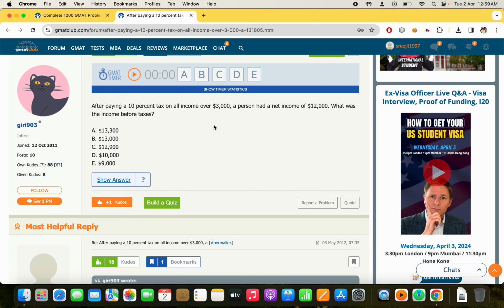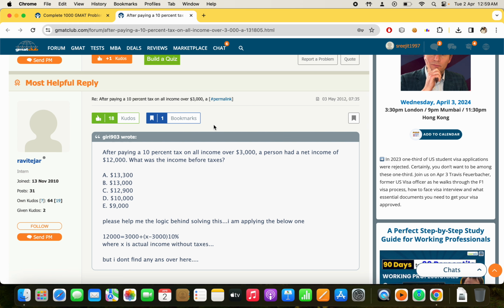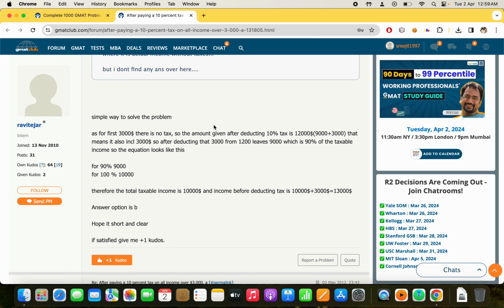Hmm. Okay, this is kind of tricky, I think. So let's see what's the actual simple way to solve. Okay, as for the first $3,000, there is no tax. So the amount given after deducting 10% taxes, like 9,000 plus 3,000. That means it also includes 3,000. After deducting the 3,000 from 12,000 leaves 9,000, which is 90% of the tax.